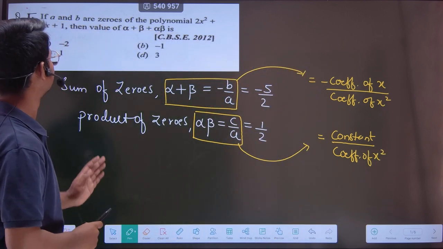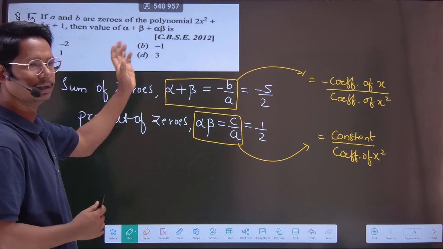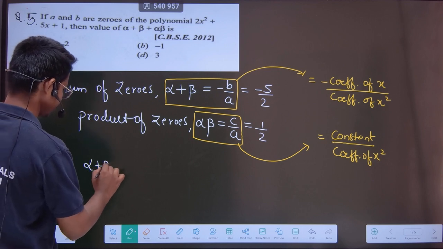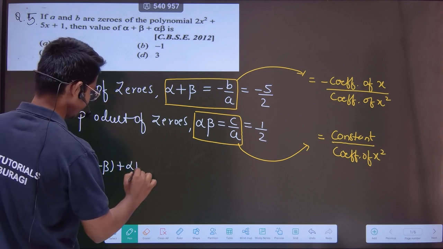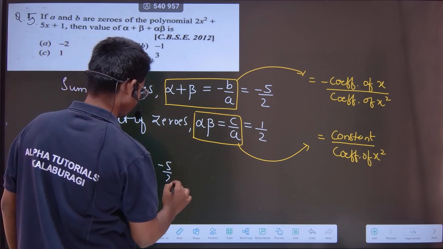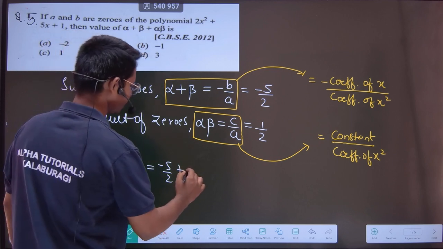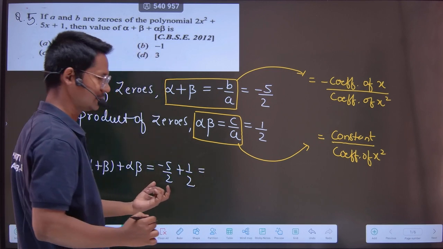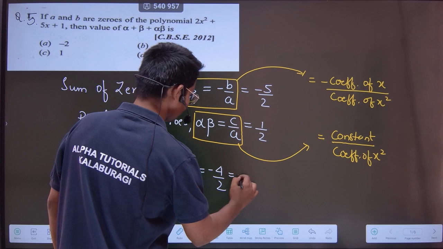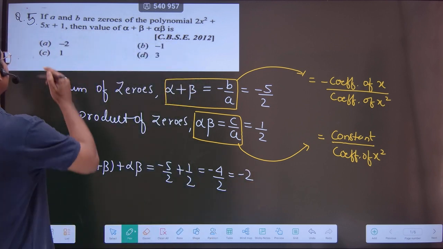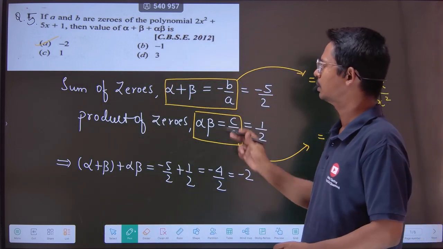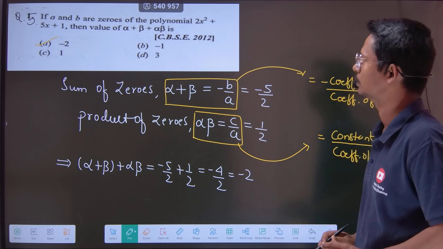Now we need to find the value of alpha plus beta plus alpha into beta. So we write alpha plus beta in one bracket, plus alpha into beta. Alpha plus beta we have got as minus 5 by 2, plus alpha into beta, which we have got as 1 by 2. They are like fractions, the denominators are the same, so the numerators can be added. Minus 5 plus 1 gives minus 4 divided by 2, so the final answer is minus 2. So option A is correct, minus 2. You need to understand the relation between coefficients and zeros. Okay, next one.